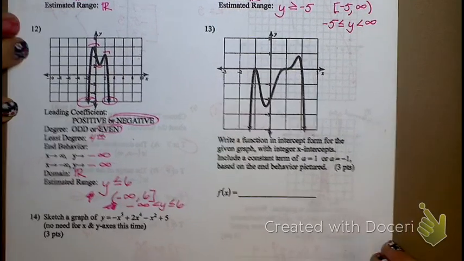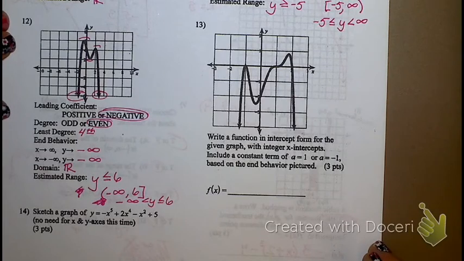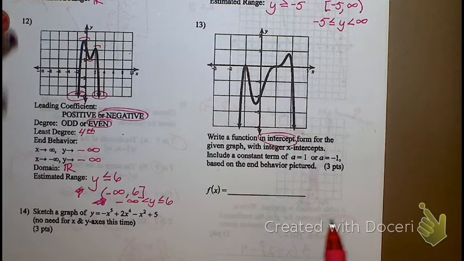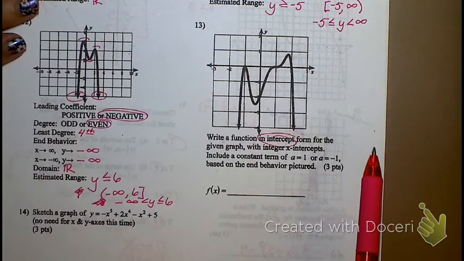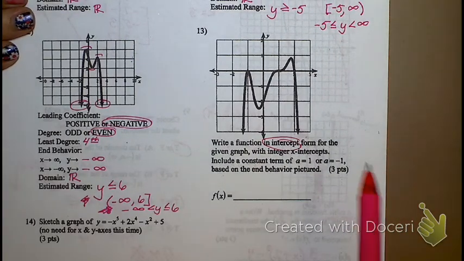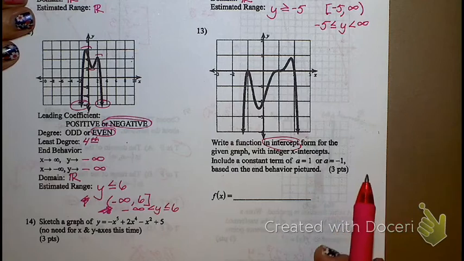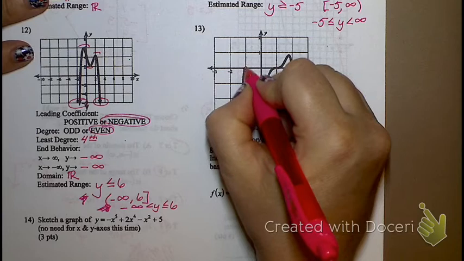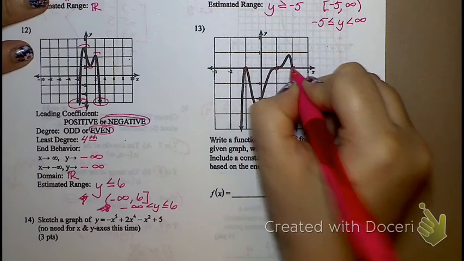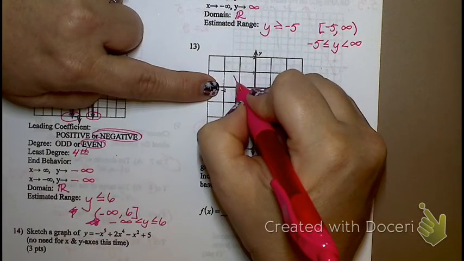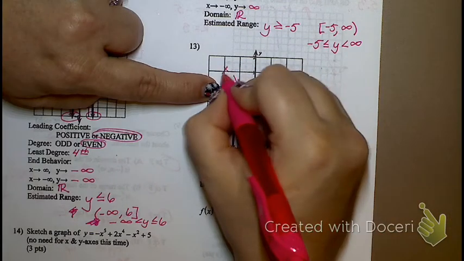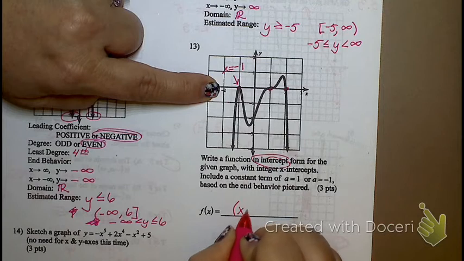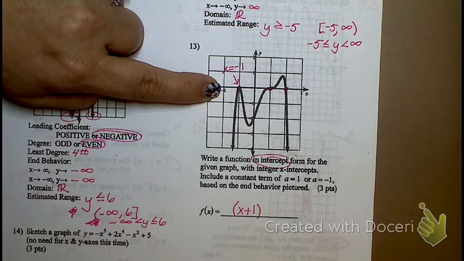All right, number 13, super fun question. Write a function in intercept form, which means I'm looking for intercepts, specifically x-intercepts. How many times does this graph cross or touch the x-axis? 3 times. Once, twice, 3 times. First time it crosses right there, that's at -1. So in parentheses for intercept form, that would look like x plus 1.